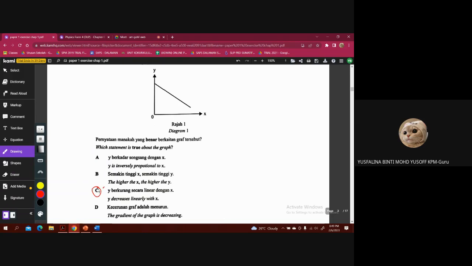You have to know the difference. Linearly means in a straight line. It decreases in a straight line. Okay, so the gradient is decreasing? This one is not. Remember when I said about the gradient, you must have a triangle. So in the exam, in paper 1 also, you have to draw a triangle. But if you see, the size of the triangle is the same, right? So the gradient is the same, not decreasing. Decreasing is usually the curved graph.